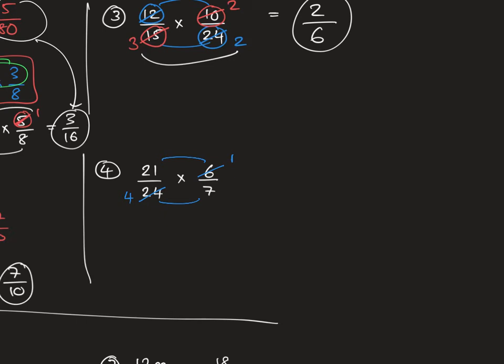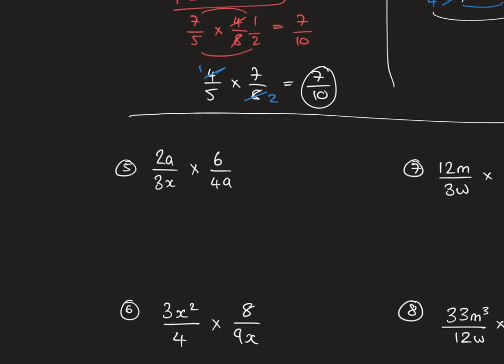Hopefully you can see that. The 6 divides by 6 to make 1. The 24 divided by 6 to make 4. Then let's have a look. 21 and 7 can both divide by 7, giving us 3 and 1. Nice and simply, 3 times 1 equals 3, and 4 times 1 gives us 4. So the answer is 3/4. Really nice and simple.